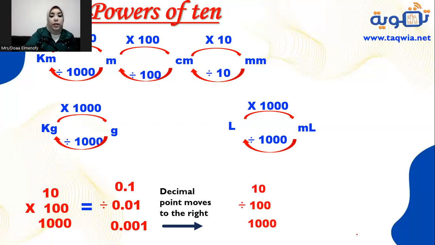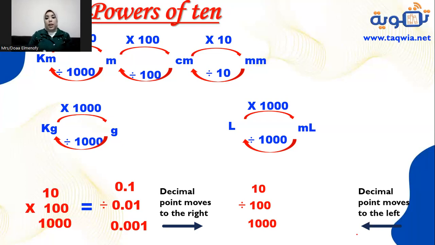What about if we divide by 10, by 100, by 1,000? In this case, you're going to move the decimal point to the left. If I wanted to divide by 10, we're going to move it to the left just one place. Divided by 100, you're going to move the decimal point two places to the left. And divided by 1,000, you're going to move the decimal point three places to the left.